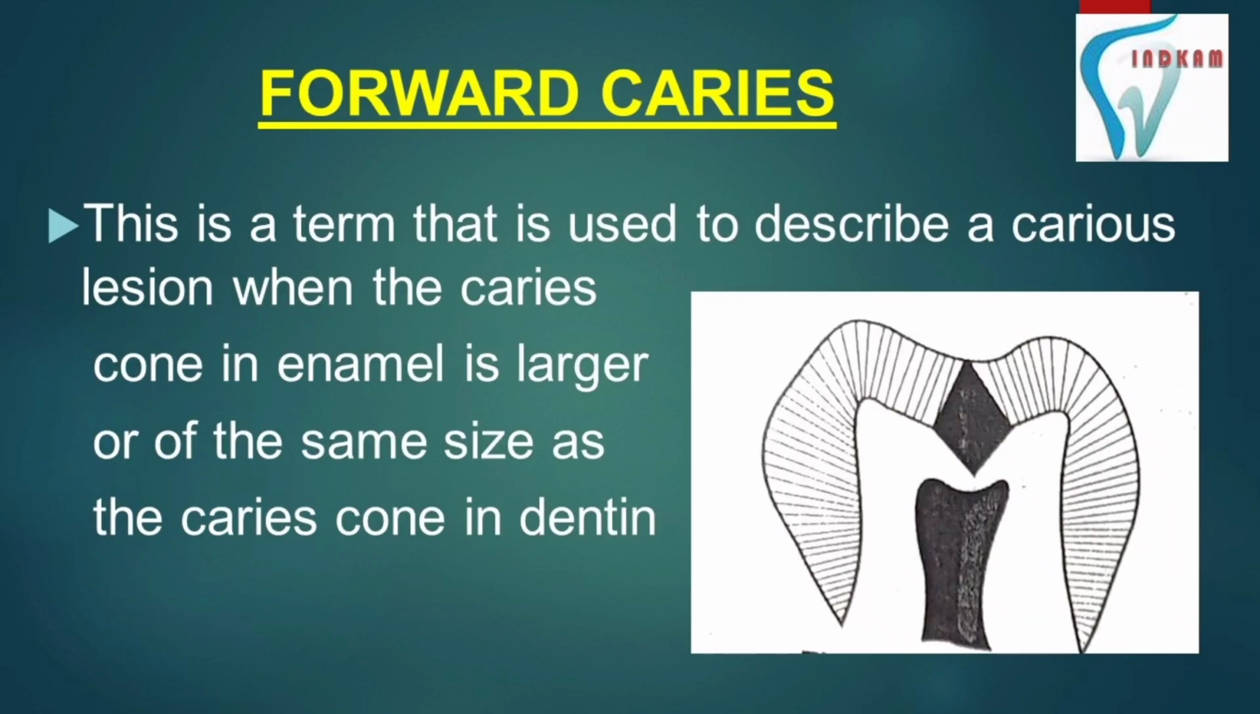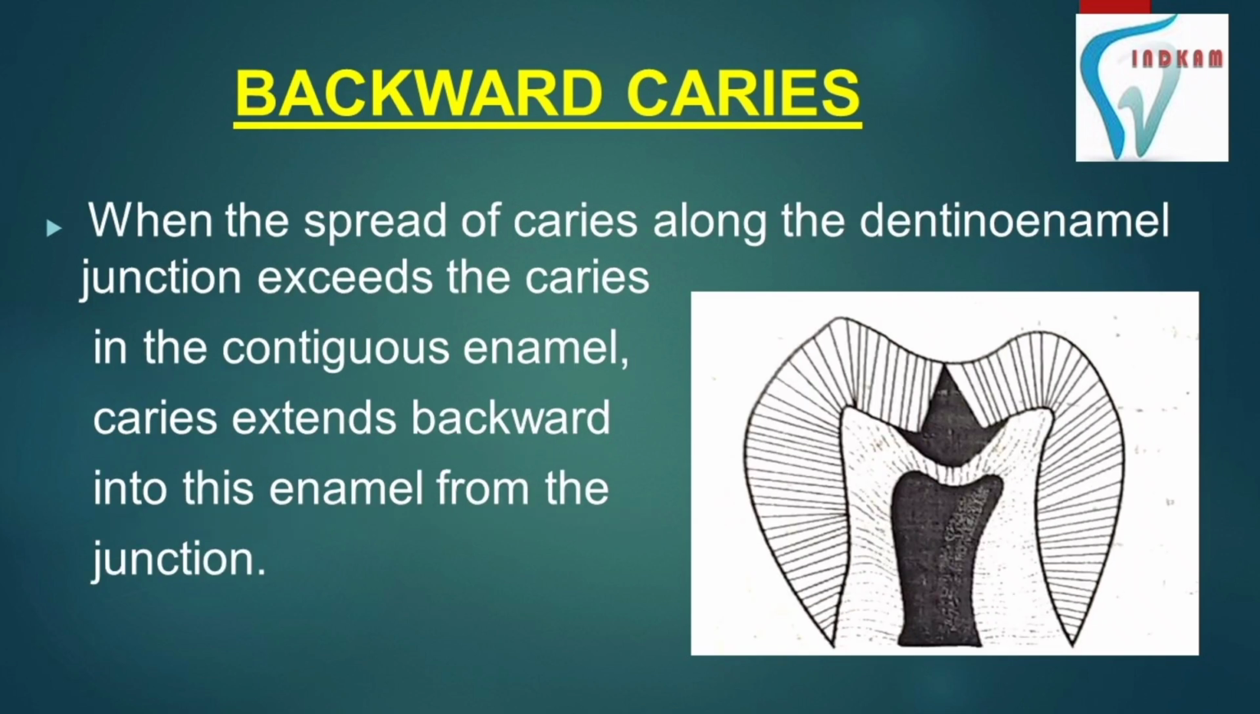Forward caries, as the name suggests, it is moving forward. This is the term that is used to describe a carious lesion when the caries cone in enamel is larger or of the same size as the caries cone in dentine. You can see in the diagram here in enamel or here in dentine. In both the structures, the shape and the size of the cone is almost similar or a little bit larger in size in enamel.